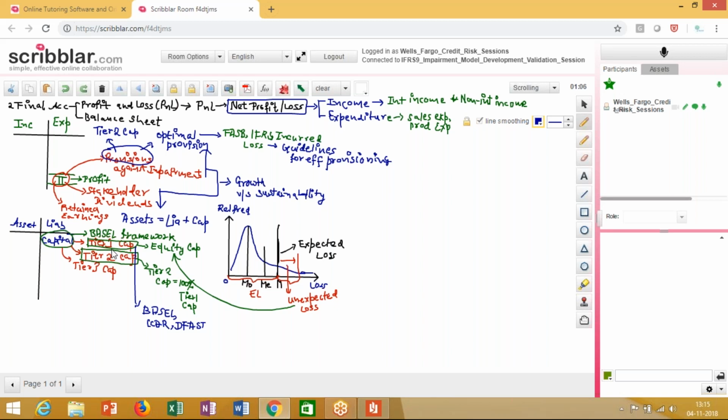So before dividend payouts are done, it is ensured that the bank is adequately capitalized in terms of Basel, CCAR, and DFAST regulations, and it is adequately provisioned in terms of IFRS 9 and CECL frameworks. Only then would the regulators allow the bank to go ahead with their capital distribution plan.